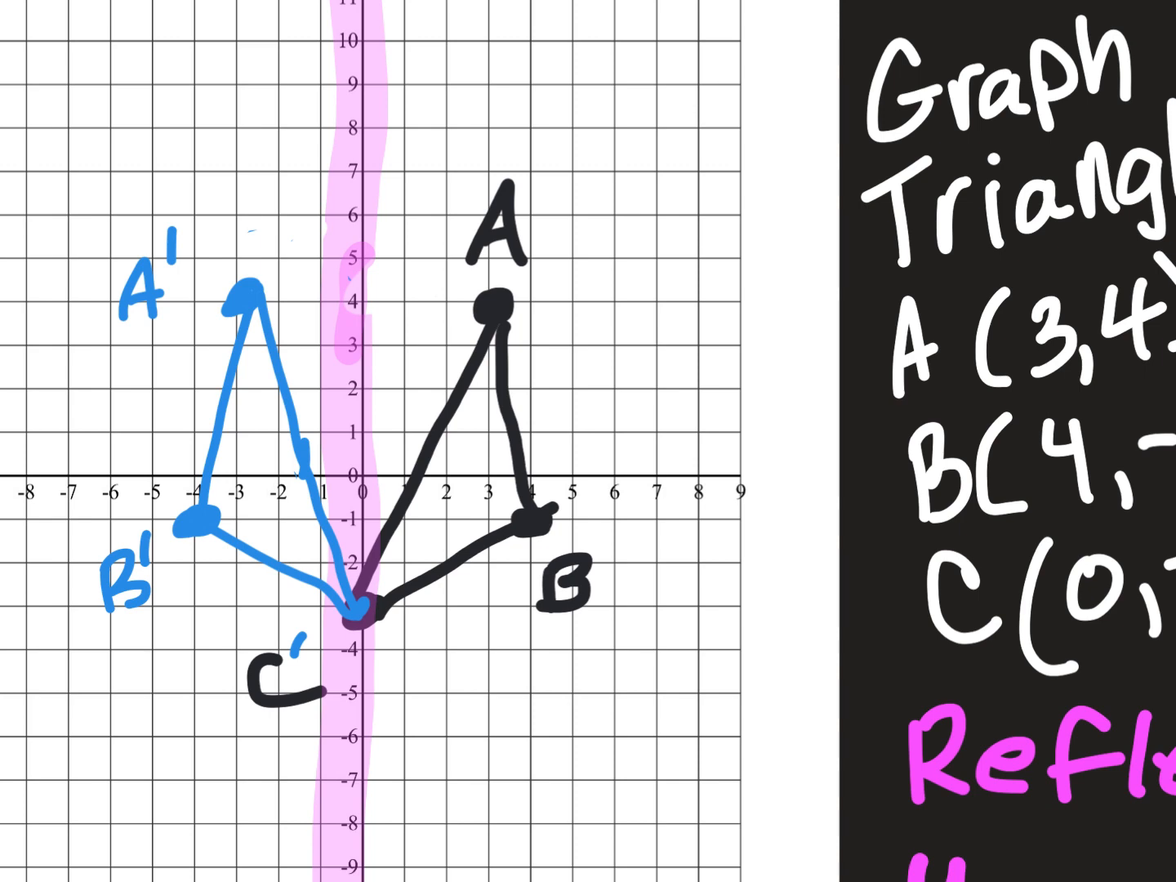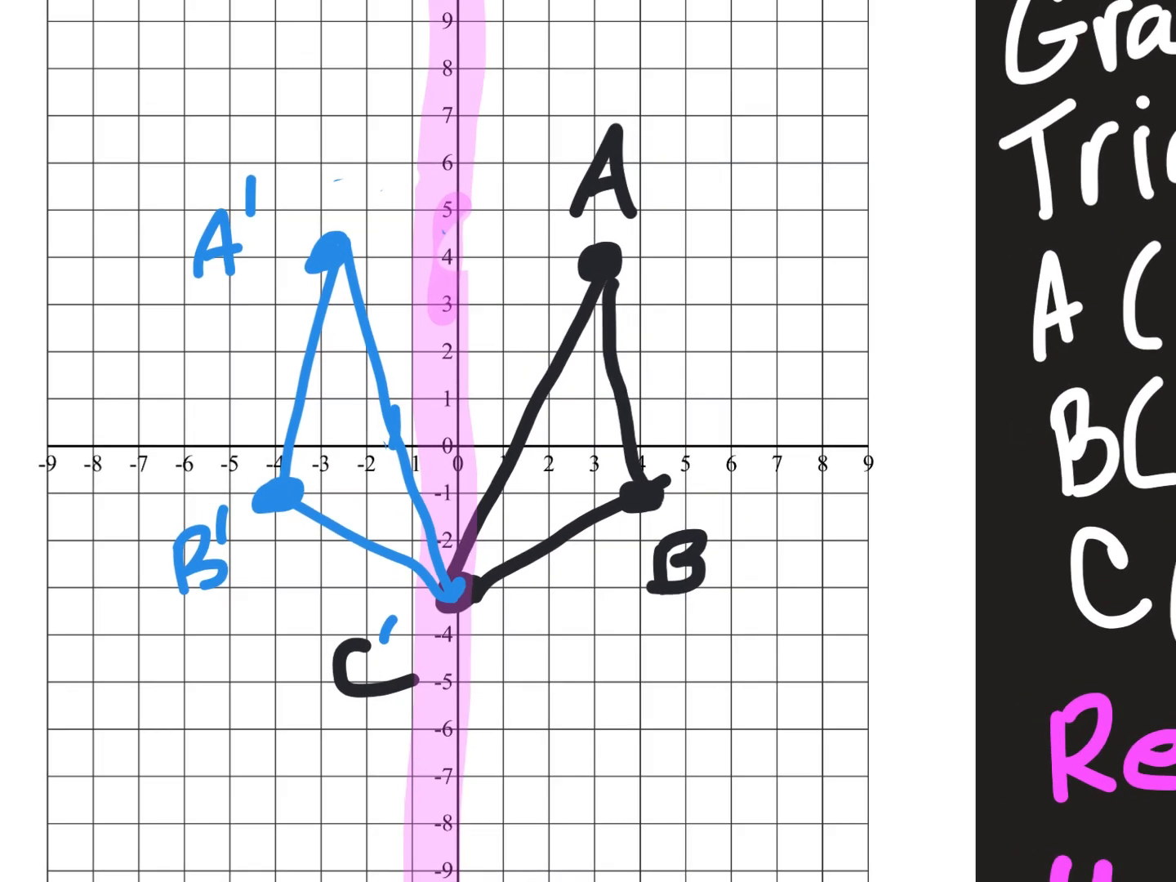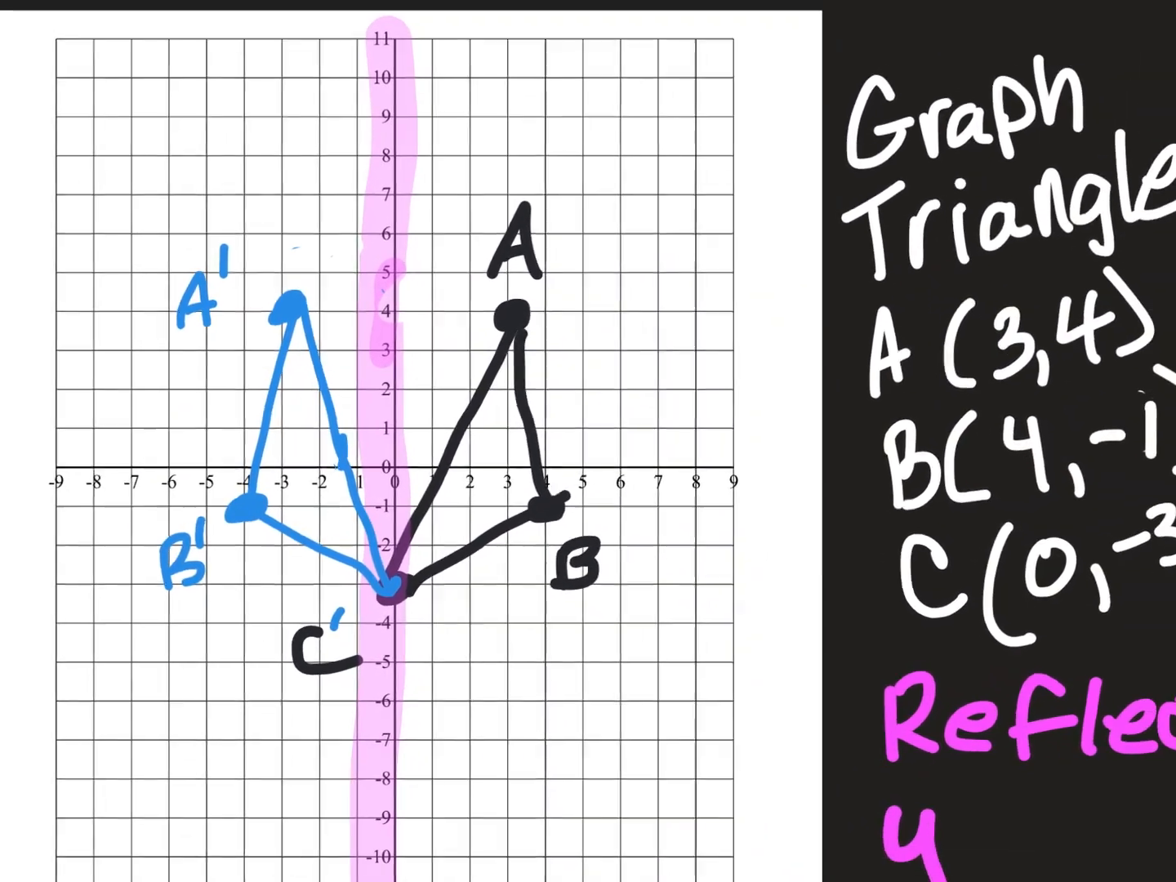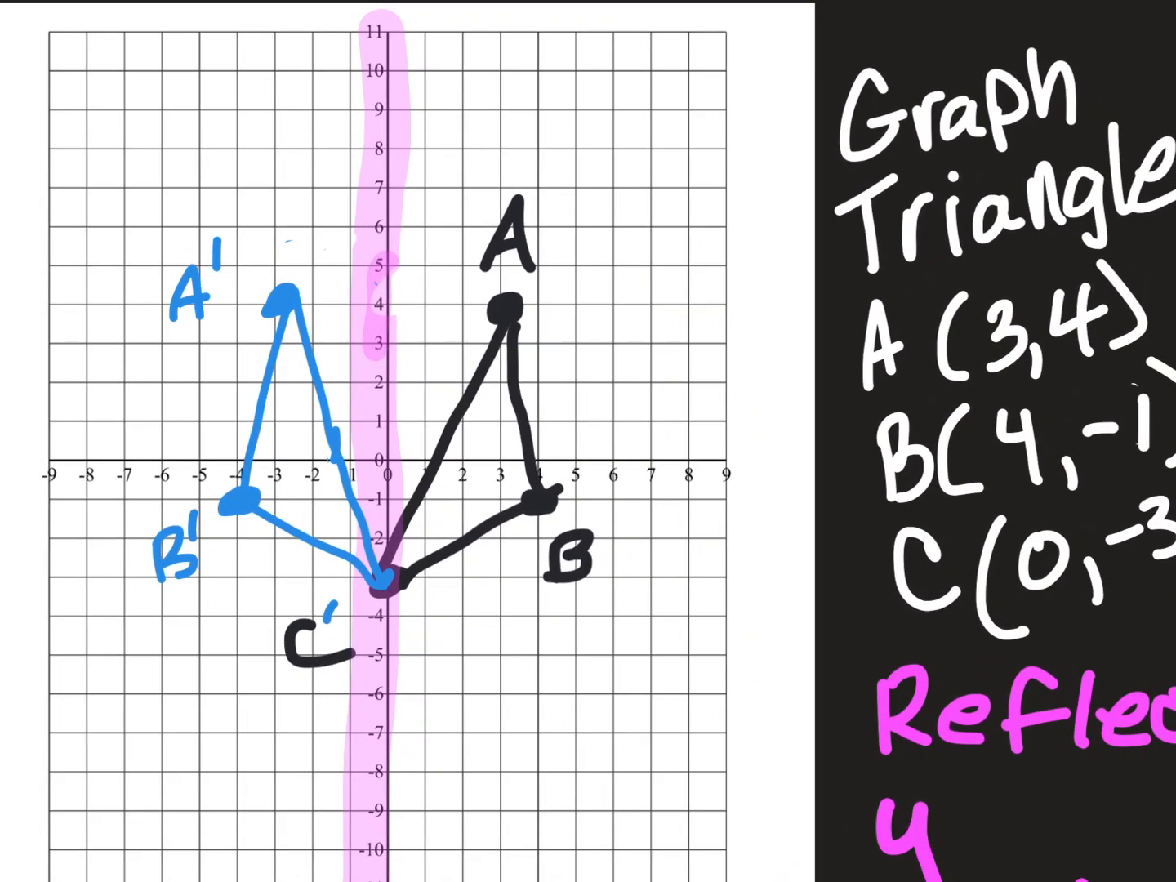I always kind of eyeball it and double check and make sure that the image and the pre-image are across from each other. And here's another way that you can check yourself. If you're somebody that has a tendency to make a lot of silly mistakes, there's a pattern in the coordinates that you can use to help yourself. So coordinate A, for example, was originally 3, 4, right? Now coordinate A prime is -3, 4.